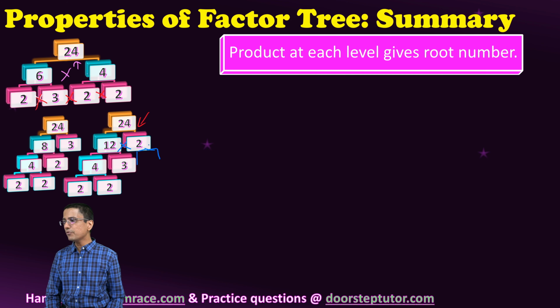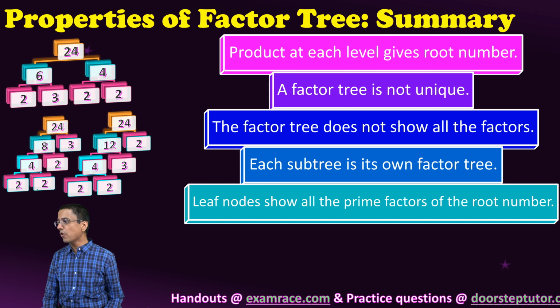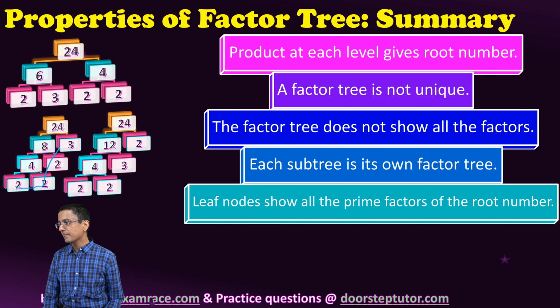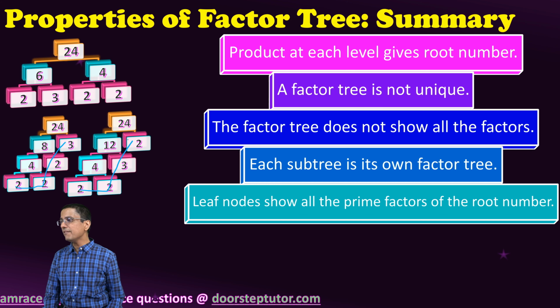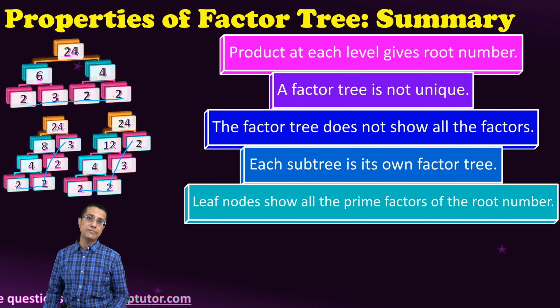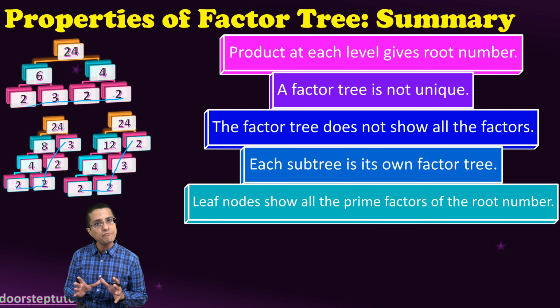The next important property is that each of the subtrees is a complete factor tree in itself. So this is the factor tree of 6, this is the factor tree of 4, and of course this entire thing is the factor tree of 24. The very last and the most important property is that if I look at the leaf nodes of any factor tree, it gives me the prime factorization of number 24, and this prime factorization of number 24 is unique and the same across all the factor trees. So this is the most important property.